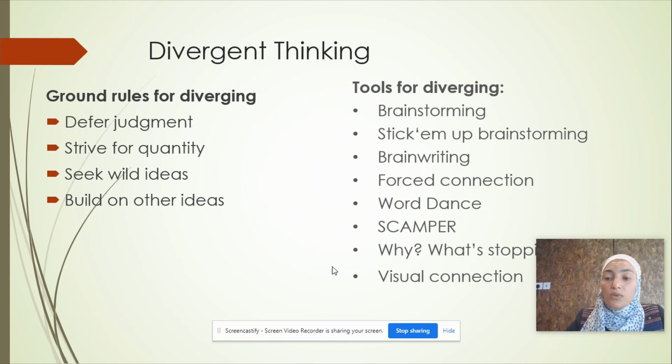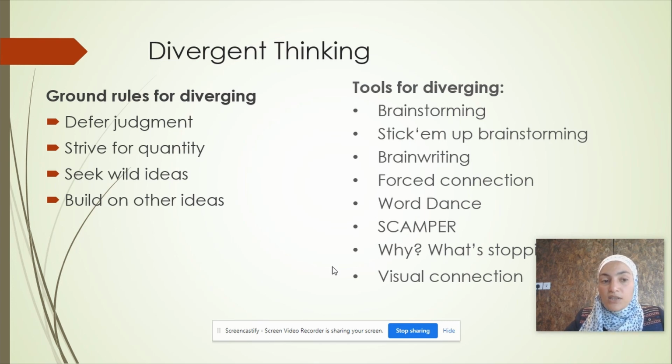If you are a teacher and you want to ask your students to generate ideas, to diverge, there are some rules. First of all, you have to share them with your students to help them diverge and generate more ideas. These rules are, first of all, defer judgments. So there are no ridiculous ideas. They are all ideas. We need to generate as many ideas as you can.